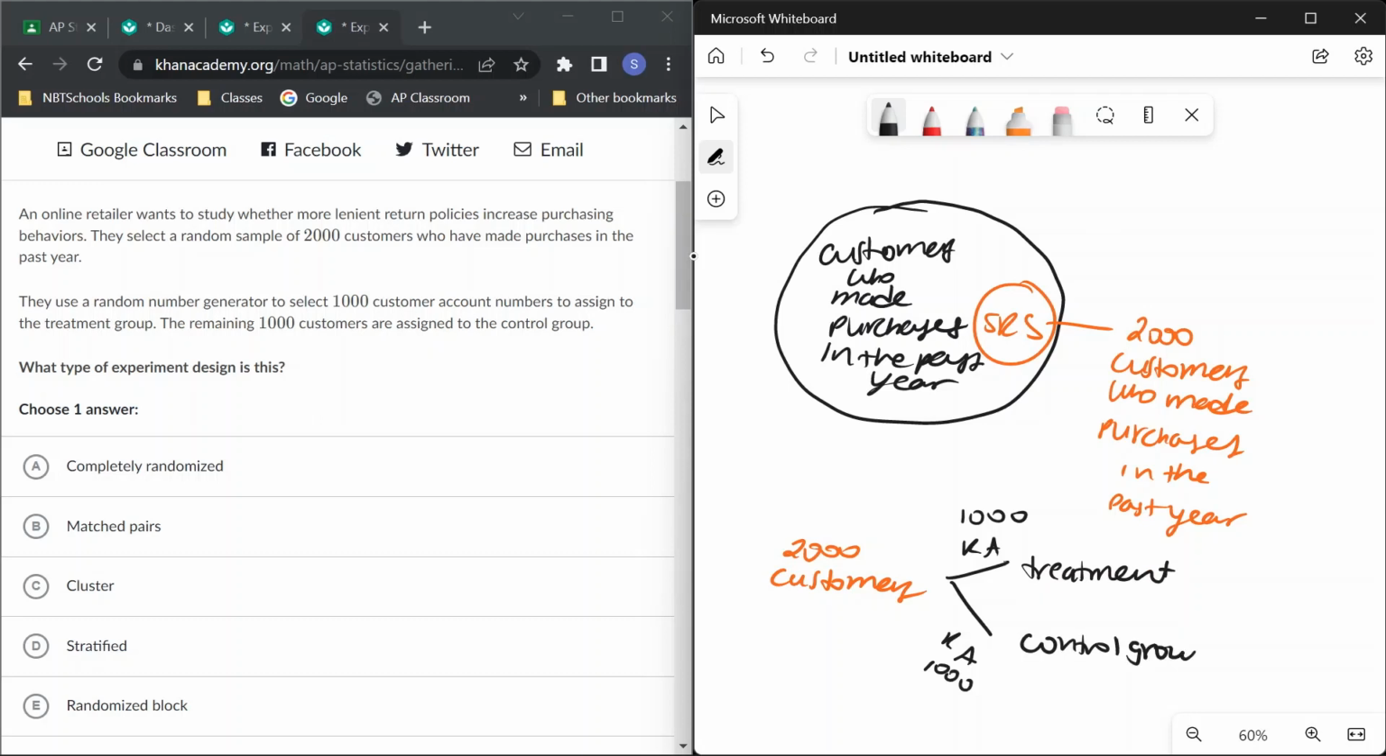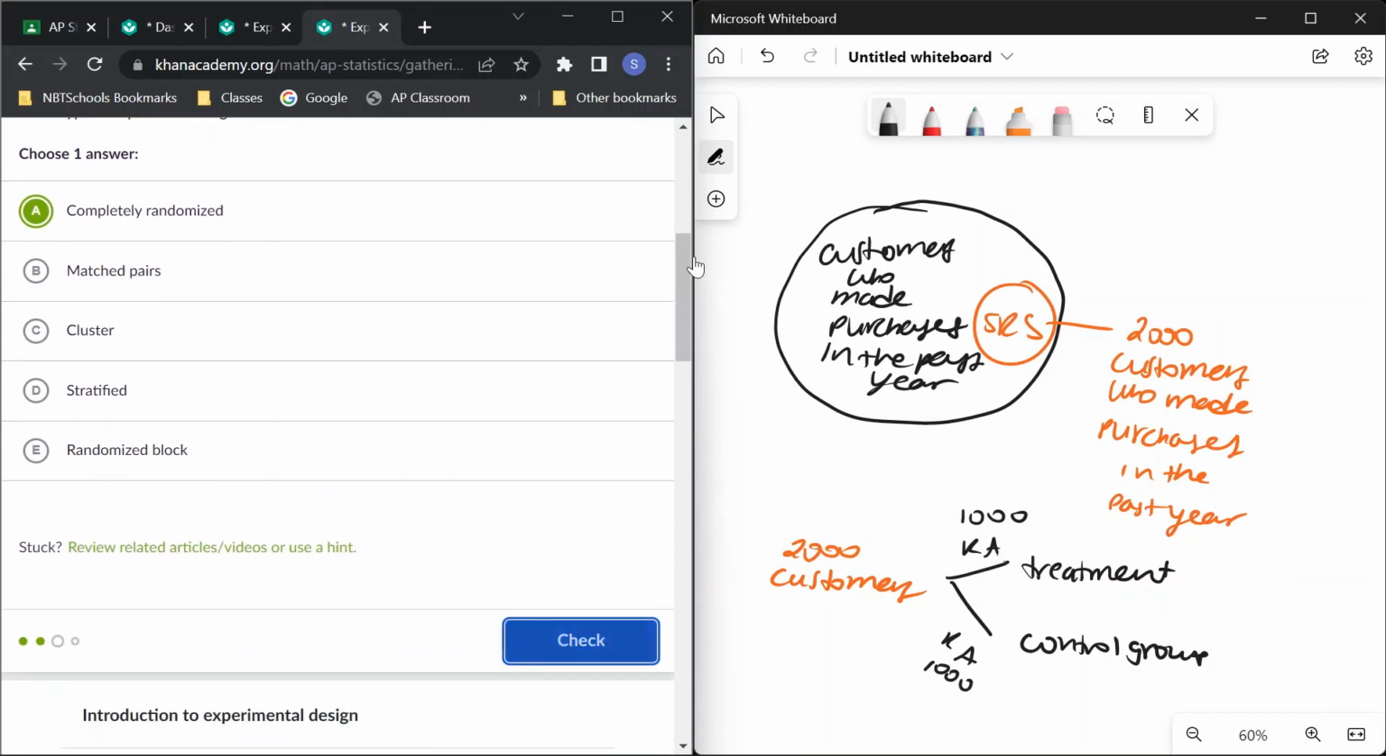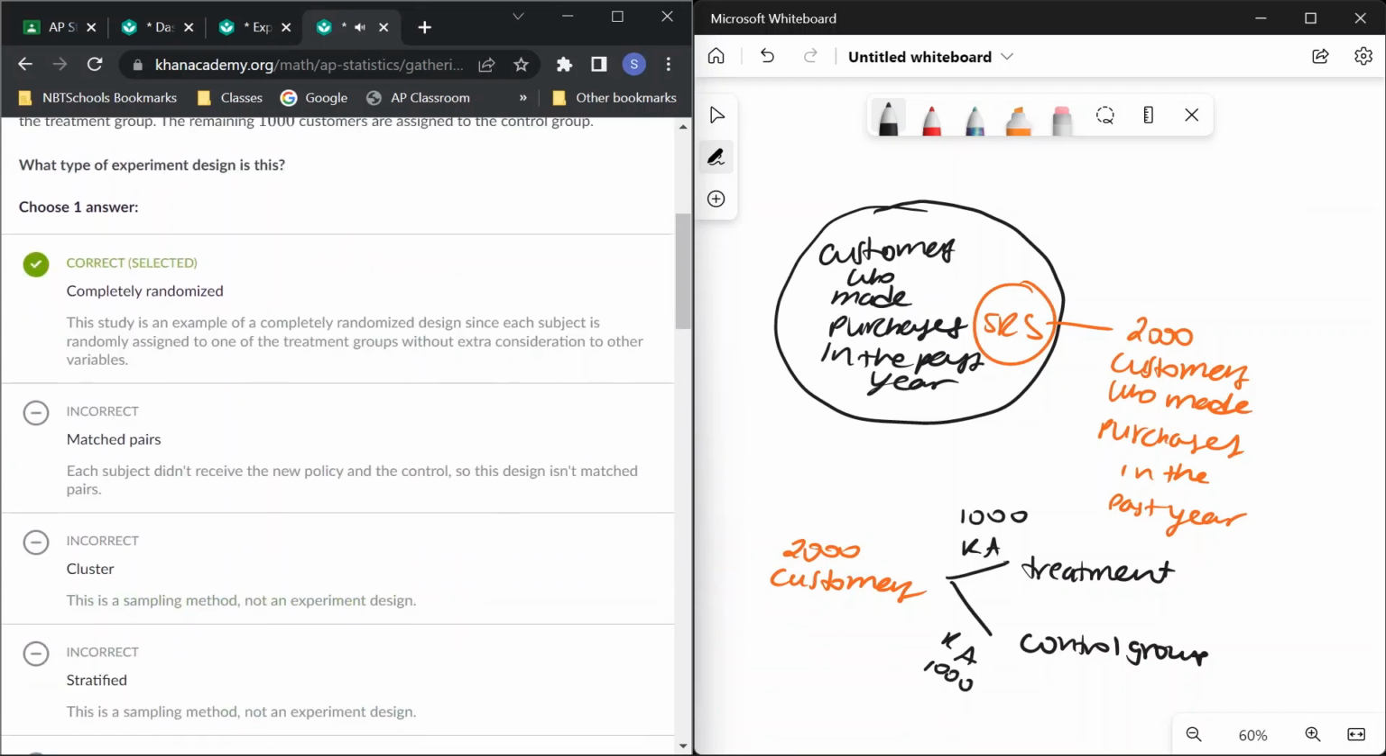See if you can draw it. It's not matched pairs. Okay, so it's not B, it's not D, because D is a sampling method, not an experiment design. It's not C because that's a sampling method. So it's either going to be A or E. And we didn't separate the 2,000 customers by gender or by anything actually. So I'm going to say it's completely randomized. And we're going to see. Okay, perfect.